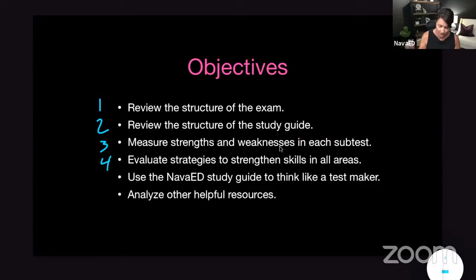The fourth thing we're going to do is evaluate strategies to strengthen skills in all areas. So I'm going to show you how to hone in on those strategies. And then I'm going to show you how to use the NaviEd study guide to think like a test maker. I often say this: think like a test maker, not a test taker.